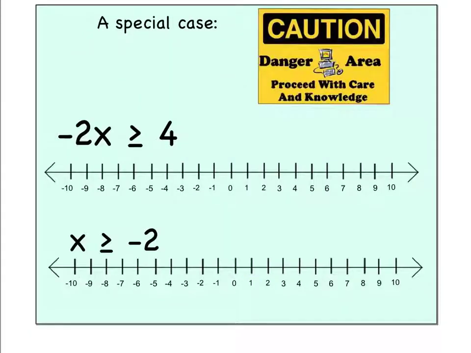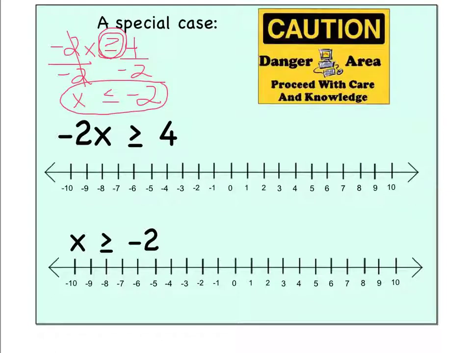So what we have to do is switch our sign whenever we multiply or divide by a negative number. So I'm going to rewrite this one up top. We've got negative 2x is greater than or equal to 4. Since I'm dividing by a negative, my answer has to switch my sign. So instead of being greater than or equal to, I have to switch it to less than or equal to. So x is less than or equal to negative 2.